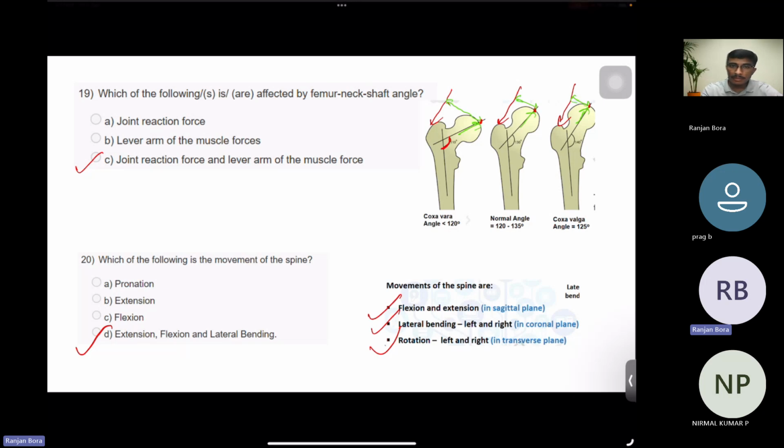So is it okay? Do you have any doubt you want to ask? Okay, good. So now I will solve some numerical problem.